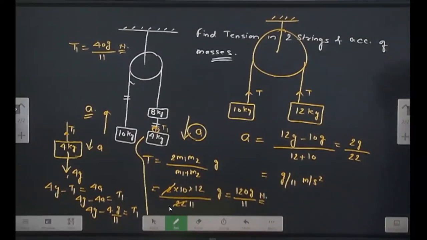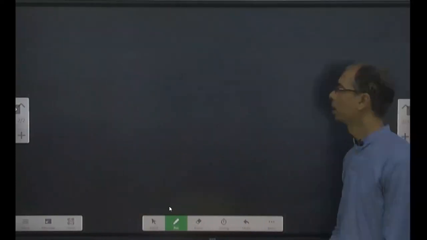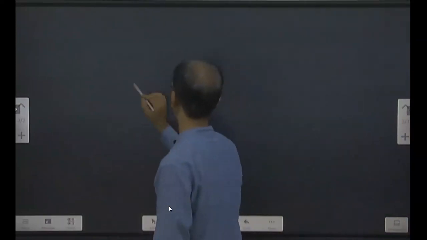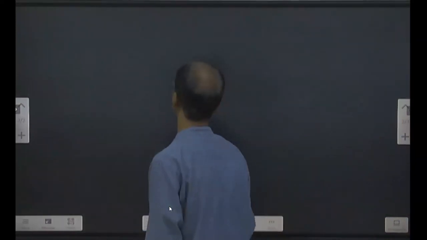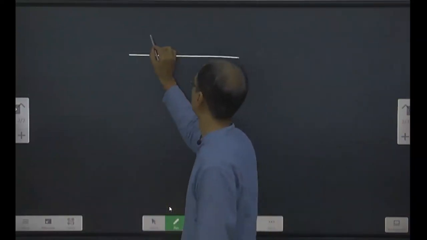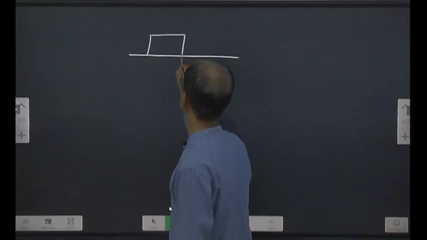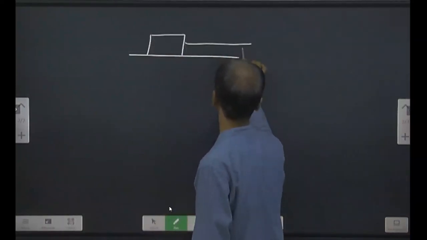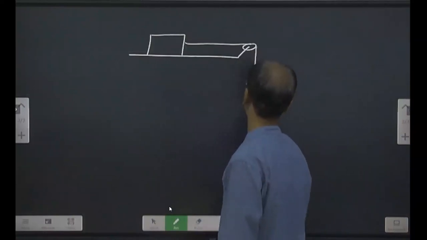Completed? Yes, sir. Okay. Now let's see another format. Another format is if I am going to place the block on the table. There is a table like this. We are keeping one block here, and this is connected with a string. Here is a pulley, and there is one more block.